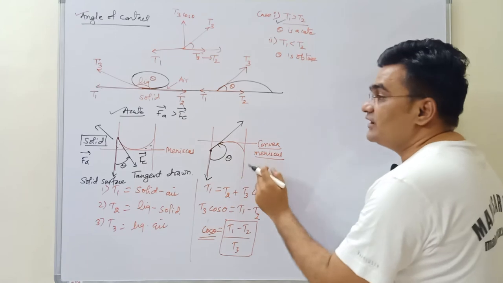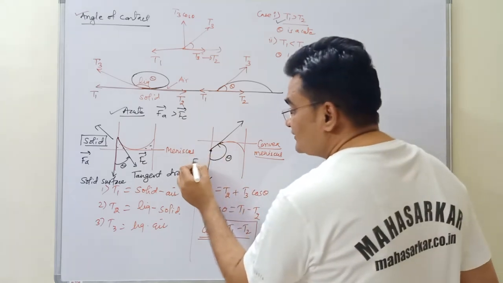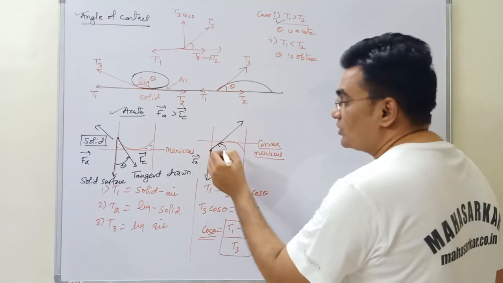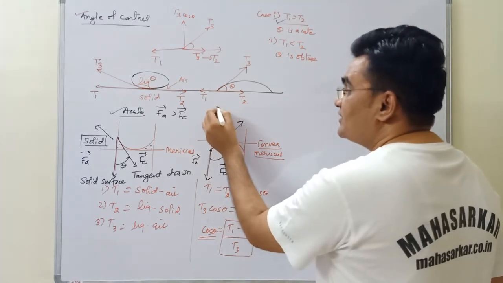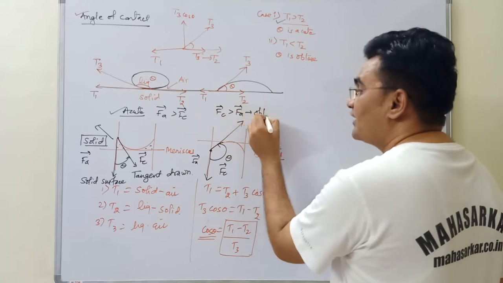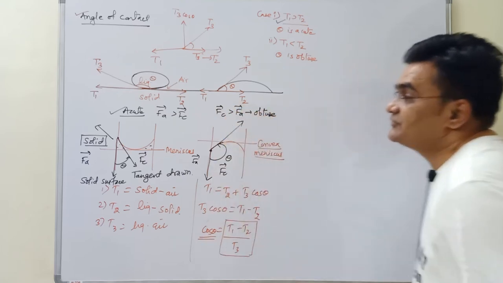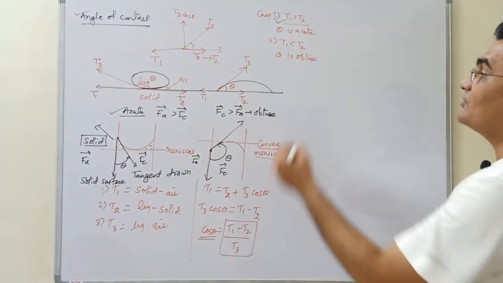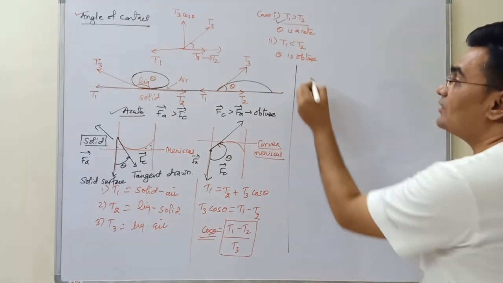Angle of contact. So here, if this side force is FA and this side force is FC, then FC is more. In that case, FC is greater than FA, and an obtuse angle is going to form. FC is greater than what? FA, therefore an obtuse angle is formed. So this is called what? Angle of contact.